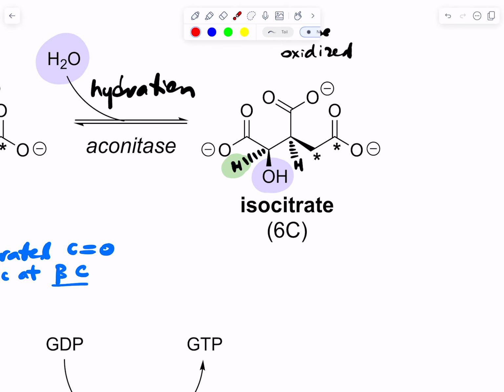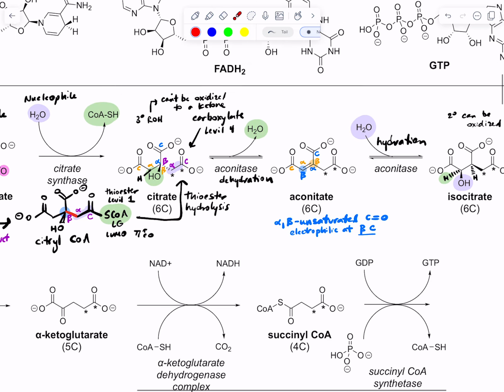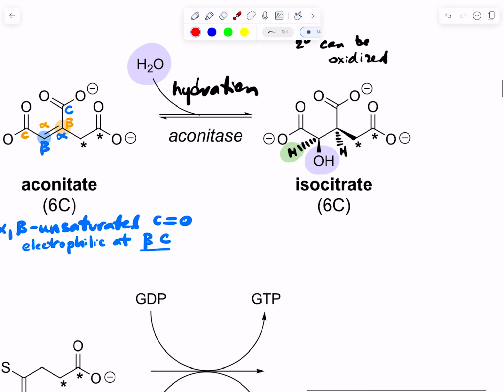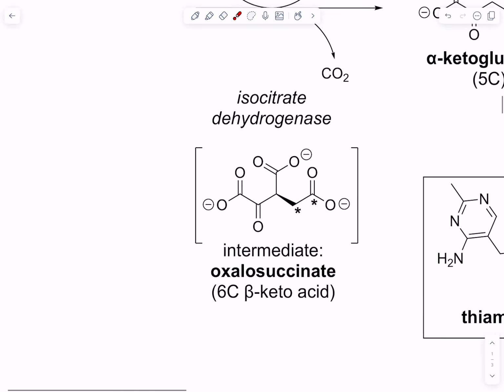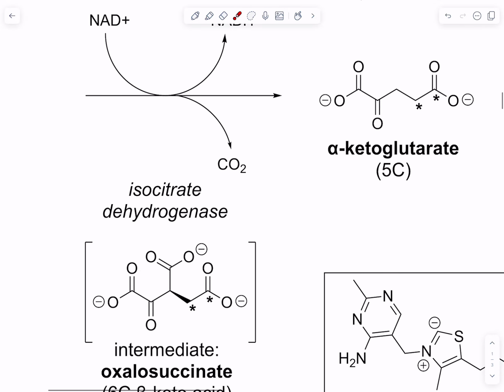So the whole point of that dehydration and rehydration is to slide that OH over one carbon. Having done that, you are now ready for oxidation. If we did an NAD plus mediated oxidation, a base would remove the proton on the alcohol, electrons would kick down, and hydride would be delivered to NAD plus. That would leave what kind of functional group here? Ketone, right? So we're going to draw that intermediate, and it's an intermediate. The enzyme that does this is called isocitrate dehydrogenase.